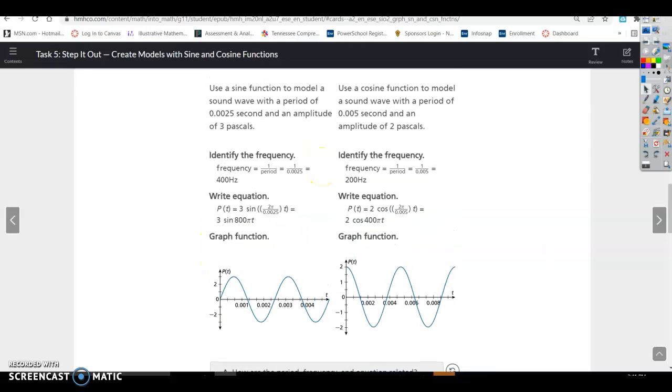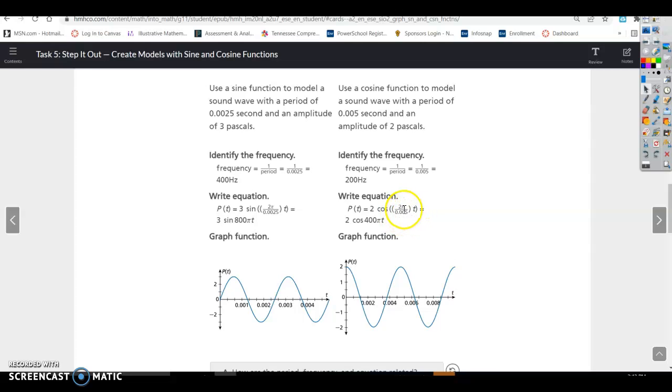All right, so there's a second one here, and it says use the cosine function to model this sound wave. It has a period of 0.005 and an amplitude of 2. Again, we're going to use frequency equals 1 over period to determine what this is. So we're going to do 1 over, and this 0.005 is given. And again, the amplitude is your A, so it goes first. So P of t equals 2 times cosine of 2 pi over this number they give us above times t.